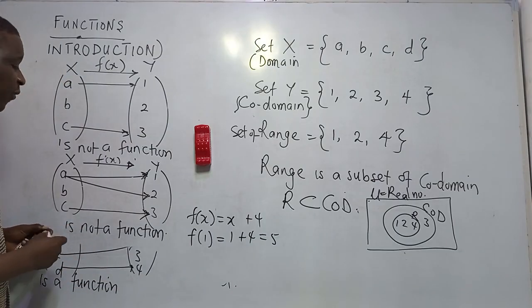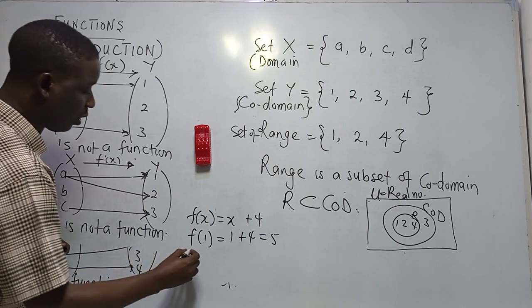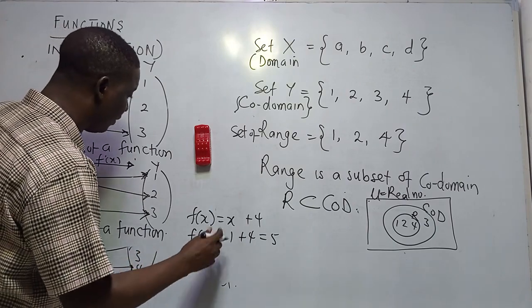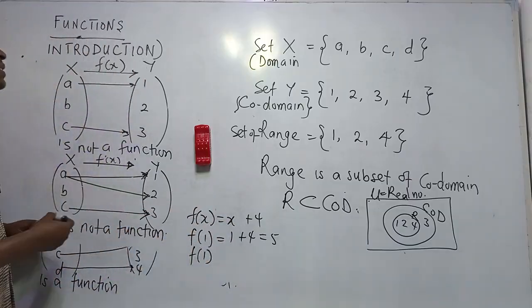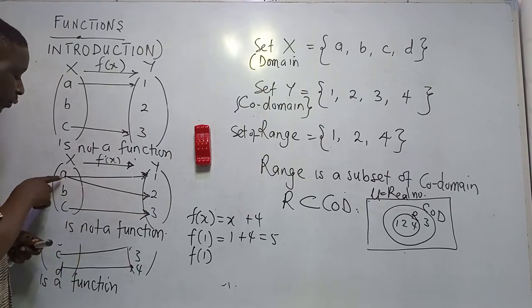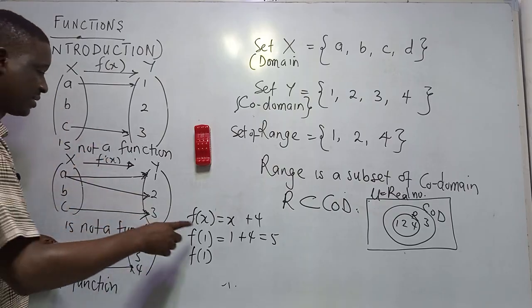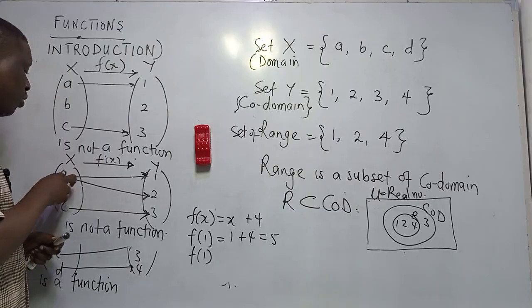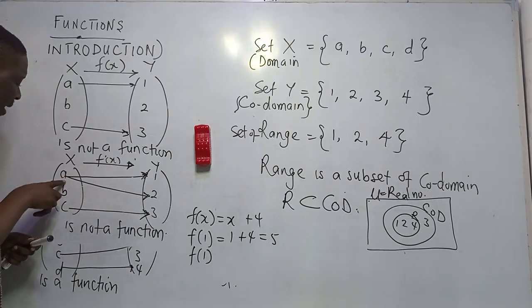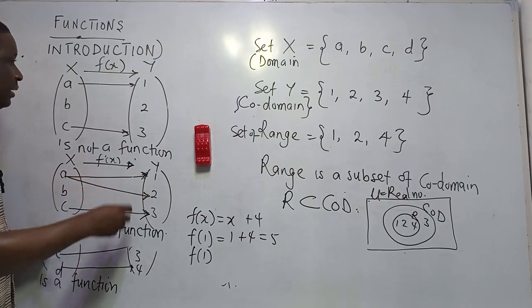If I now put another 1 in this same function and it gives me 7, it means that it's not defined. Because for this x, it must have only one answer as output. It cannot have two answers. So x cannot produce two different answers.